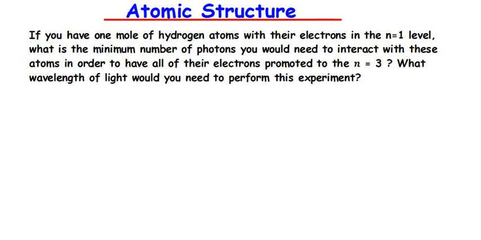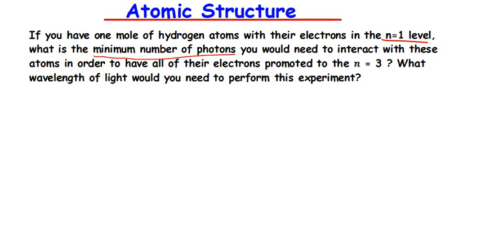Alright, so we'll just answer this interesting question on atomic structure. If you have one mole of hydrogen atoms with their electrons in the n equals 1 energy level, what is the minimum number of photons?